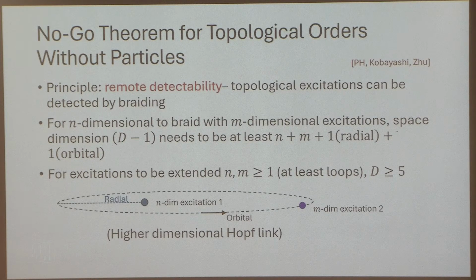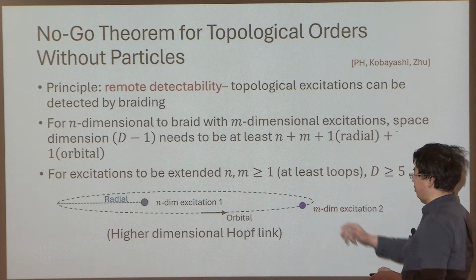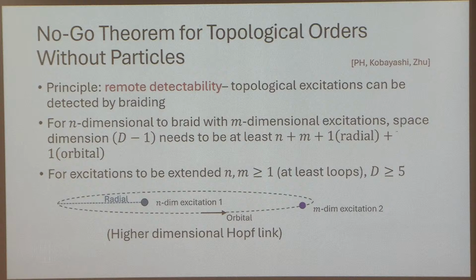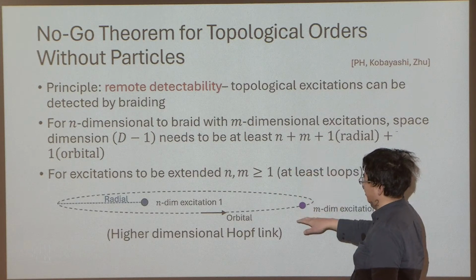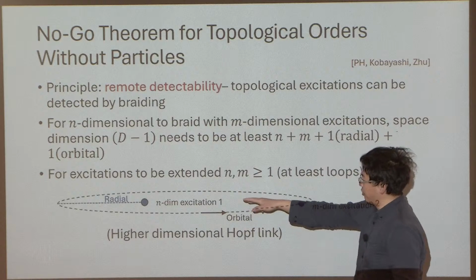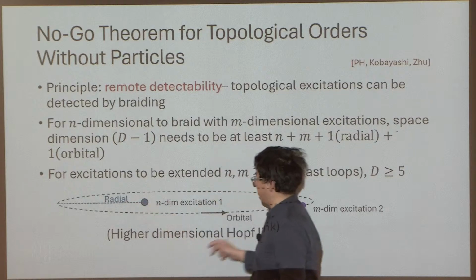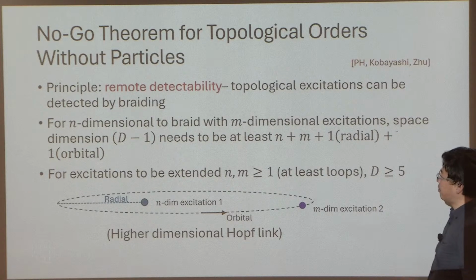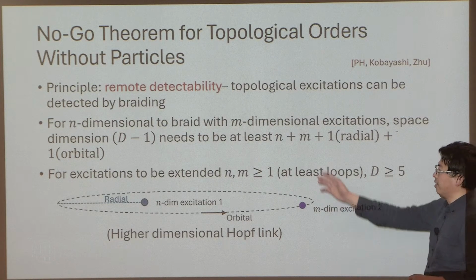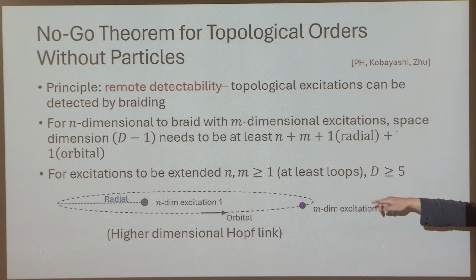So if you start with extended excitations with dimension n, and you want to braid with another excitation of dimension m, where n and m are greater than 1. For this to happen, the space has to have dimension at least n plus m. From the dimensions of those excitations, and also an additional radial direction, where you move the other excitation around, and also the orbital direction. So for them to braid, the space dimension has to be at least n plus m plus 1 for the radial direction, and 1 for the orbital direction.